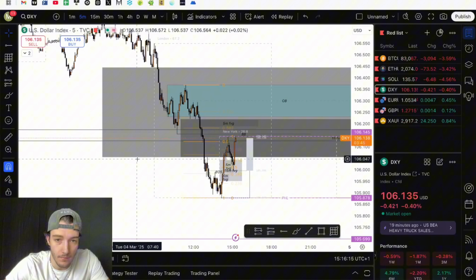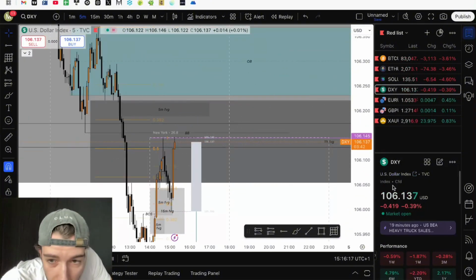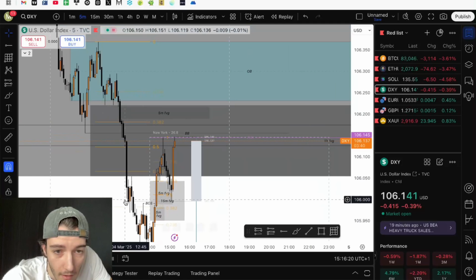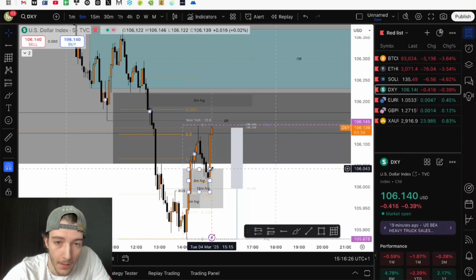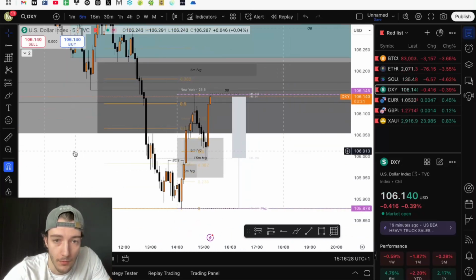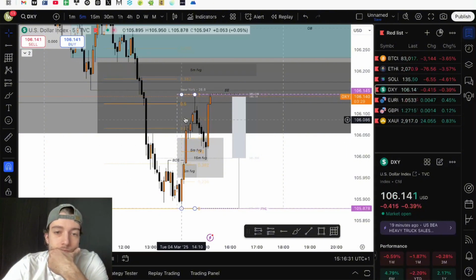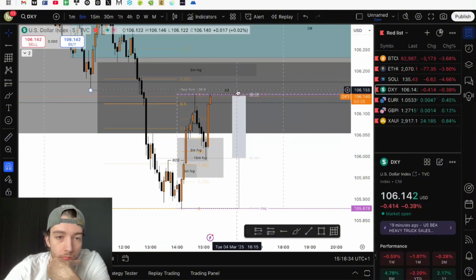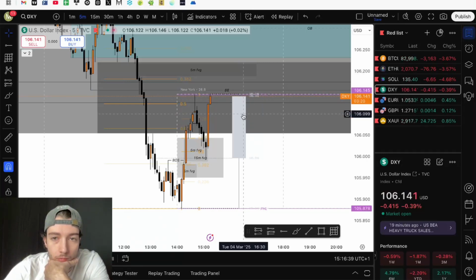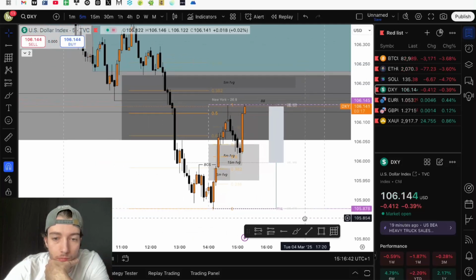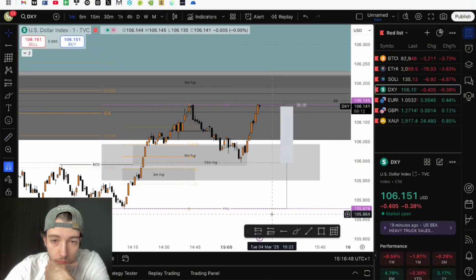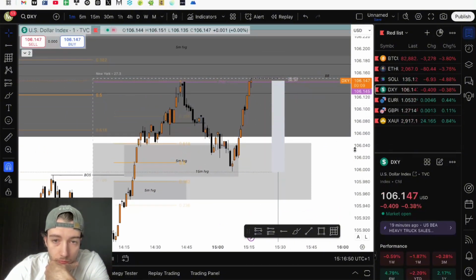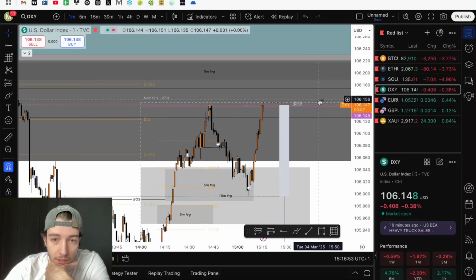So yeah, the dollar has just swept previous hour's high. Let's see how it will react to it. With this strong 5-minute move. Hopefully it reaches this breaker at least.